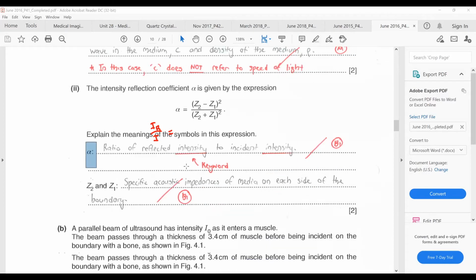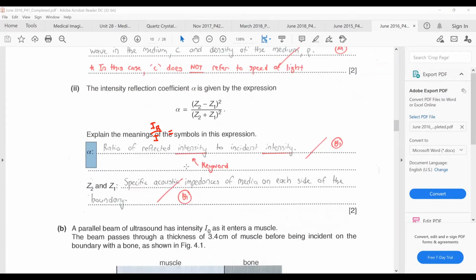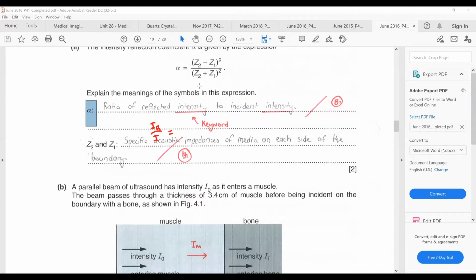Right, so that one is okay. Then if you're okay with that, have a look at the other question, which is this one.